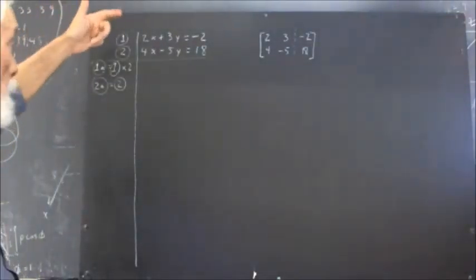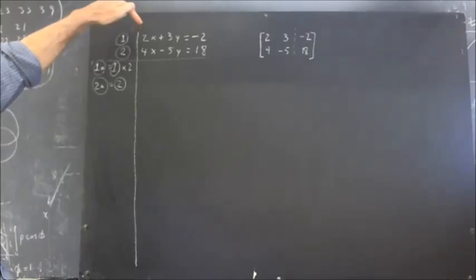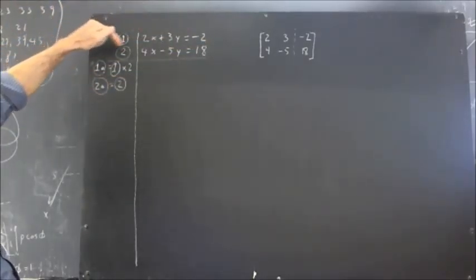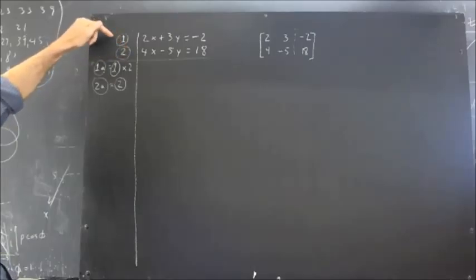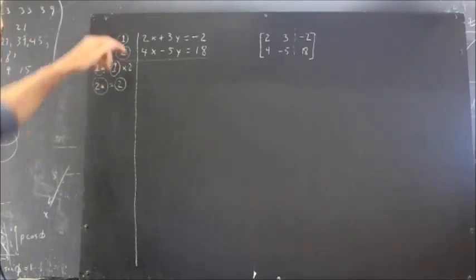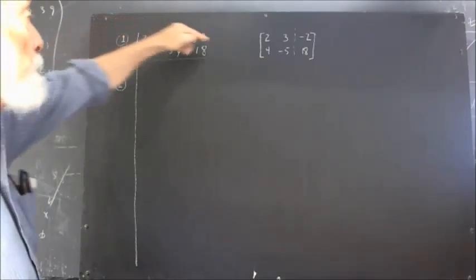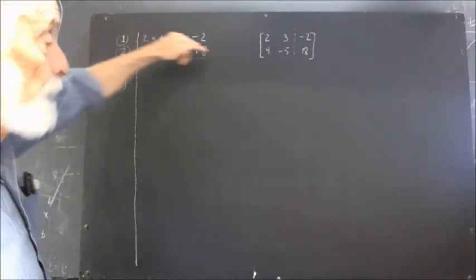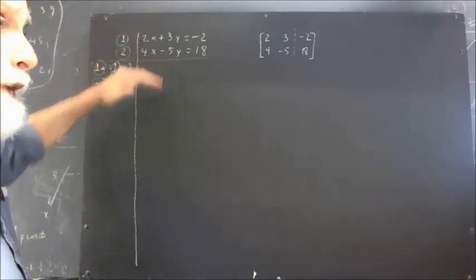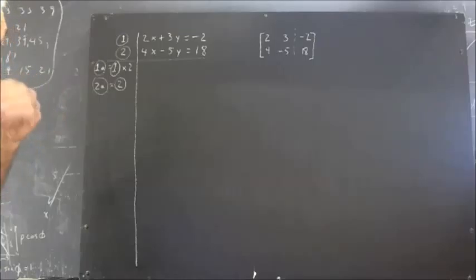So in order to keep track of what we're doing, I'm going to use circled numbers to represent the number of an equation. Okay, so circle 1 stands for this equation, circle 2 stands for this equation. Now we're going to have another step where we're going to rewrite these equations, but a little bit differently.